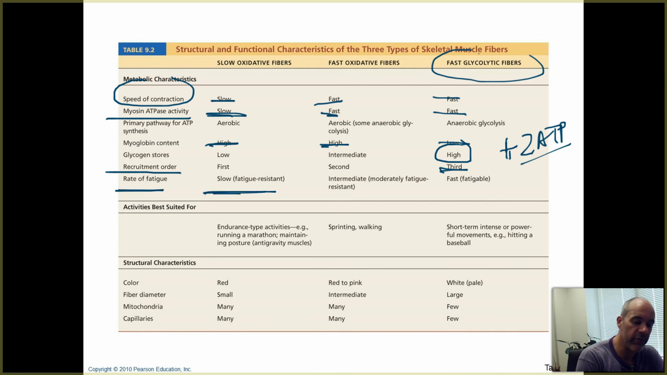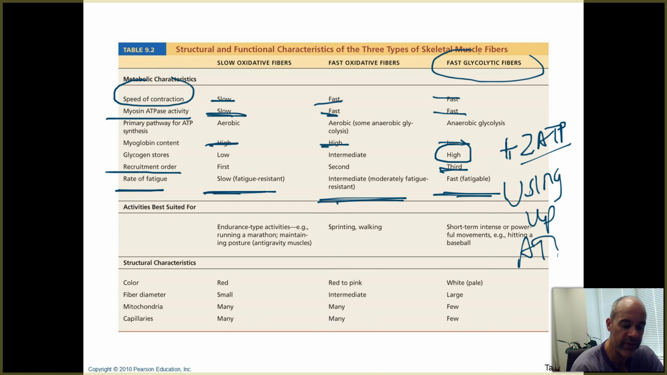Rate of fatigue, how fast do they tire out? Your slow oxidatives are slow. The fast oxidatives are kind of in the middle. And your fast glycolytic fibers are going to fatigue the fastest. Fatigue is due to using up ATP. That's what causes fatigue.